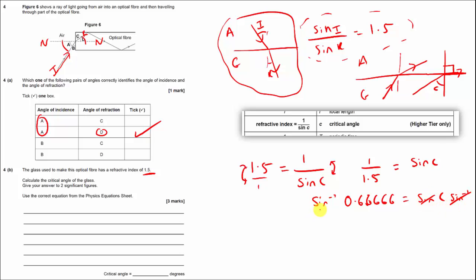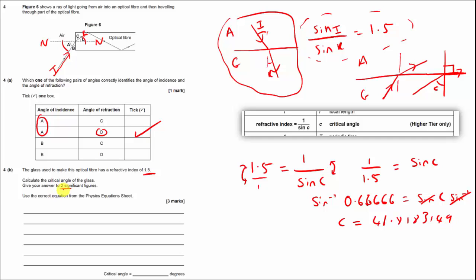So on the calculator you press shift sine, which gives you the inverse of sine, and then the value 0.66. When you do this, C comes out at 41.818. I did this earlier, so I've written it down, but I can't read my handwriting, you get this really long number.